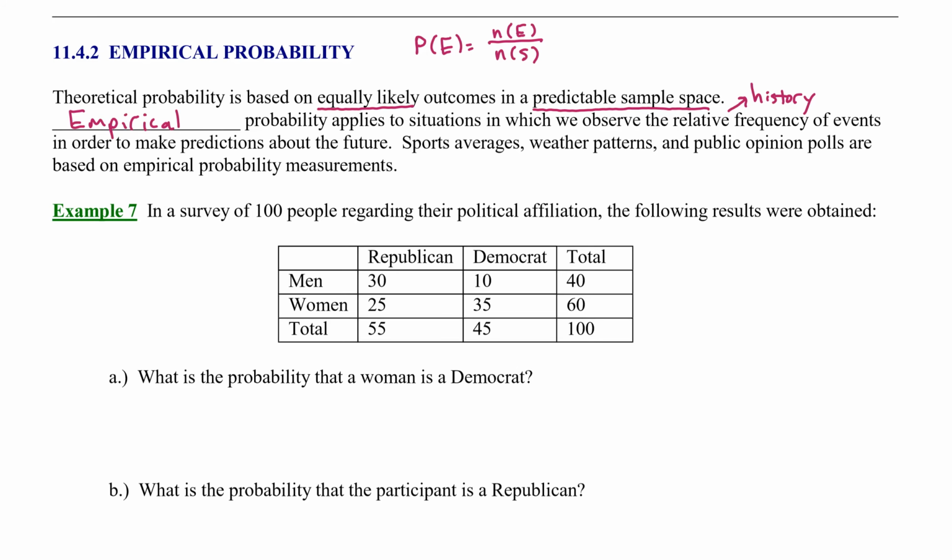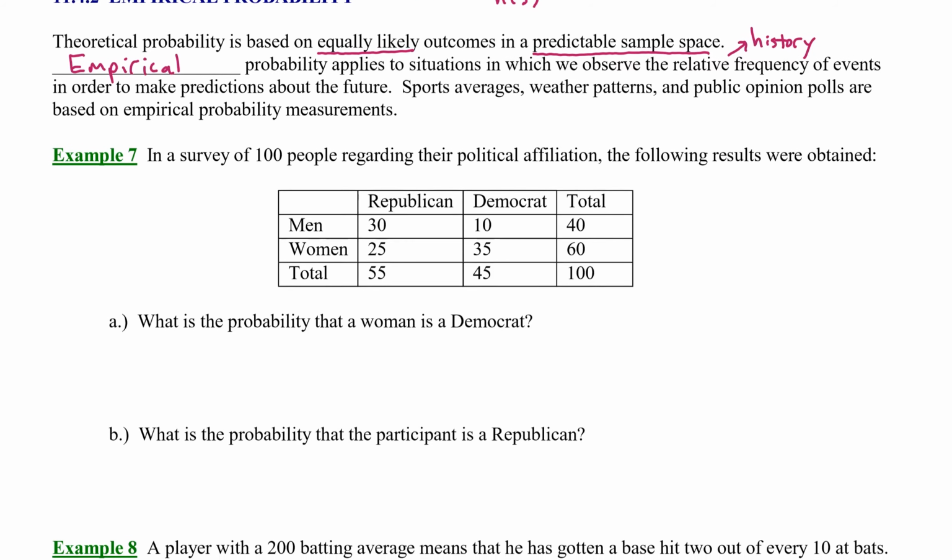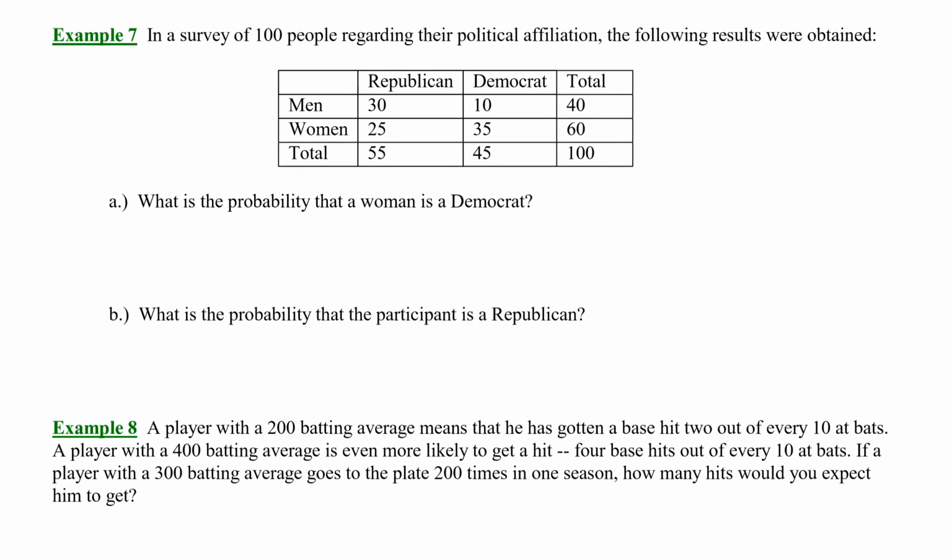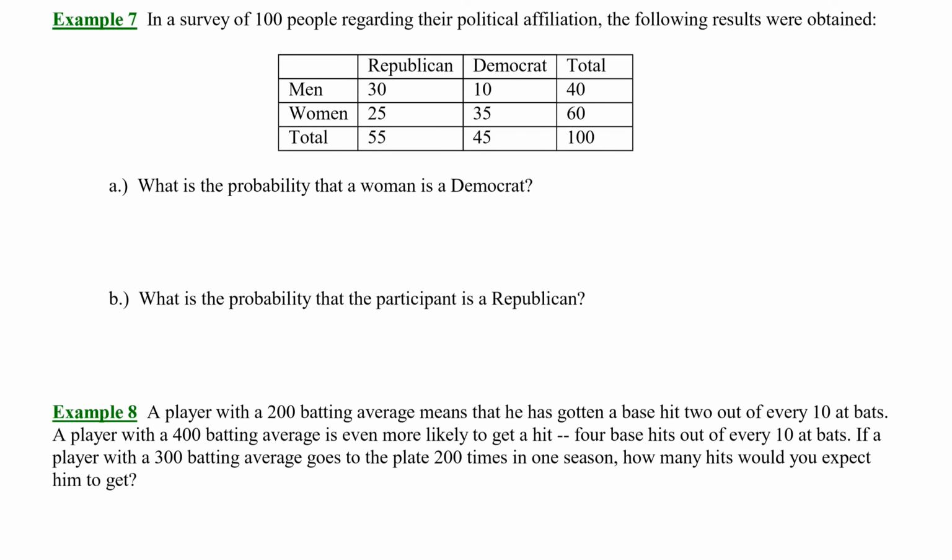So, for example, in a survey of 100 people regarding their political affiliation, the following results were obtained. So in this particular political poll, we have a couple of categories. Was the person a Republican or a Democrat? Was the person a man or a woman? So notice we had a total of 100 people surveyed. We can see that in the bottom right corner. And we can also see the total Republicans and Democrats. Those are summed vertically, and we can see the total men and women that participated in the poll. Those are summed horizontally. So let's calculate the probability that a woman is a Democrat.